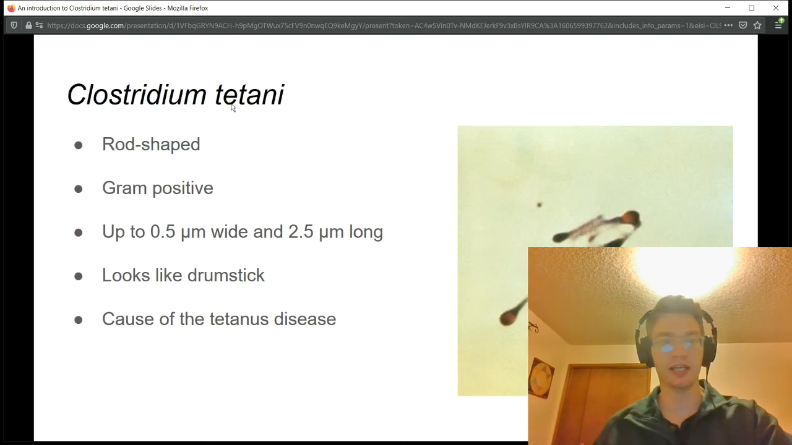So Clostridium tetani is a rod-shaped, or bacillus, bacteria. It's gram-positive, and it's up to 0.5 micrometers wide and 2.5 micrometers long. And it looks like a drumstick. You can kind of see that in this photo here to an extent. And the main thing about Clostridium tetani is it's the cause of the tetanus disease, and we'll cover that later on.